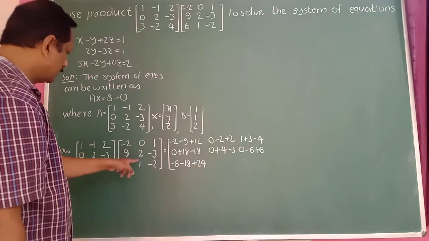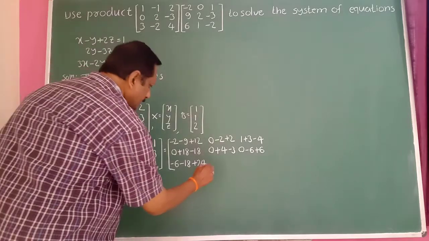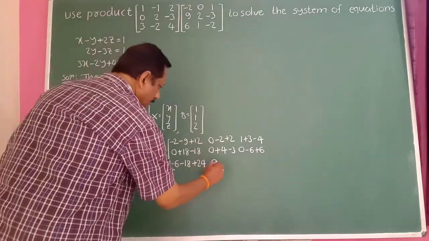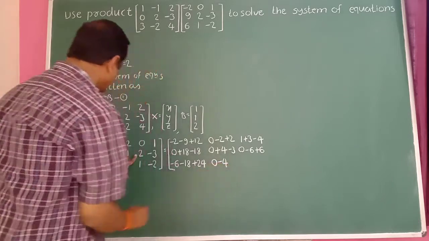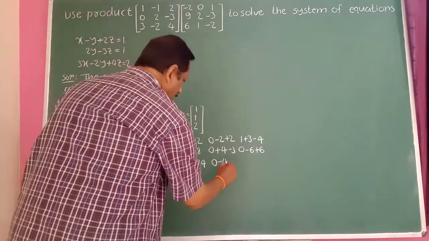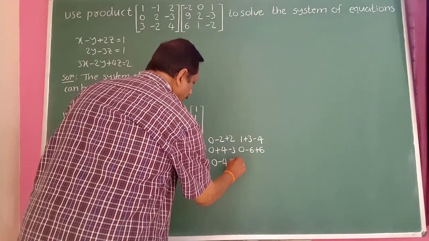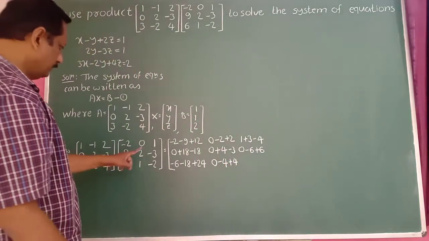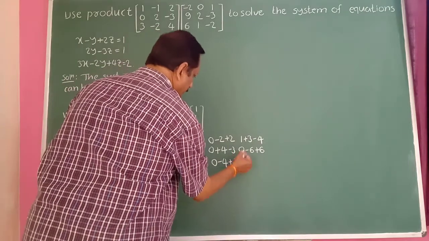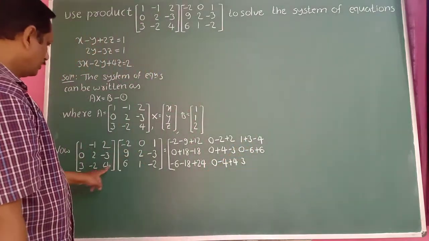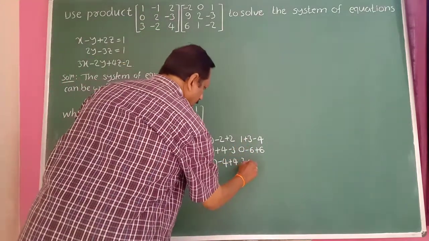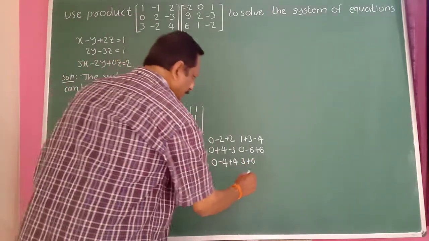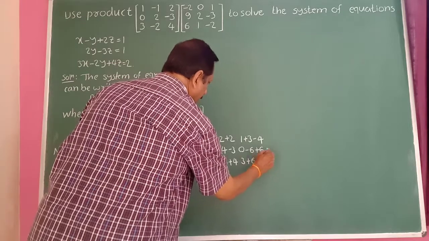Multiply this with the column here. 3 into 0 becomes a 0. 2 twos are 4, so minus of 4 here. 4 ones are 4, so plus 4. Multiply this with the column here. 3 ones are 3, plus 3. 2 threes are 6 here, plus 6. And 4 twos are 8, minus of 8 here.